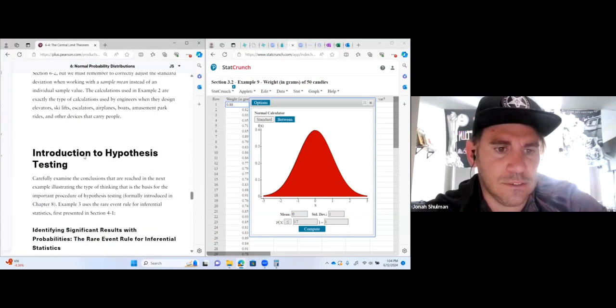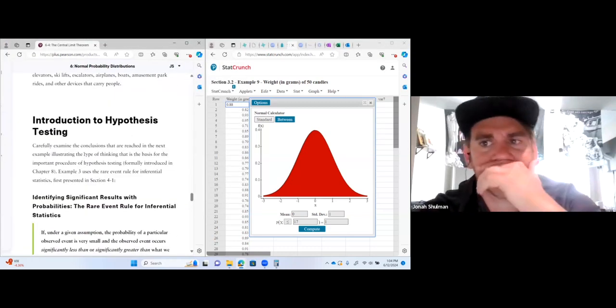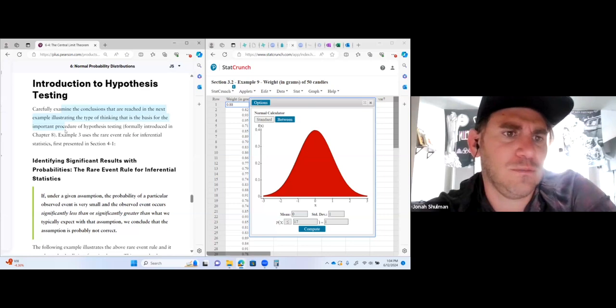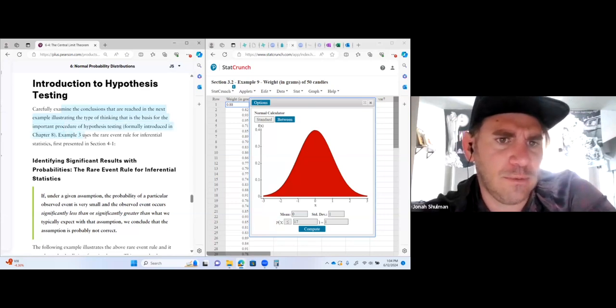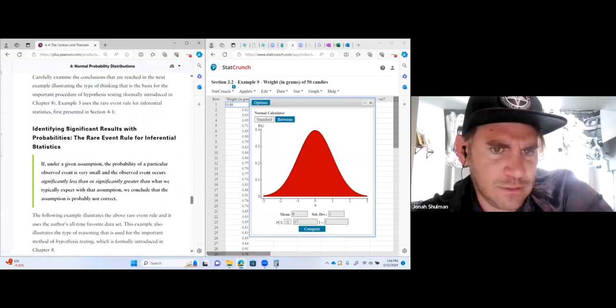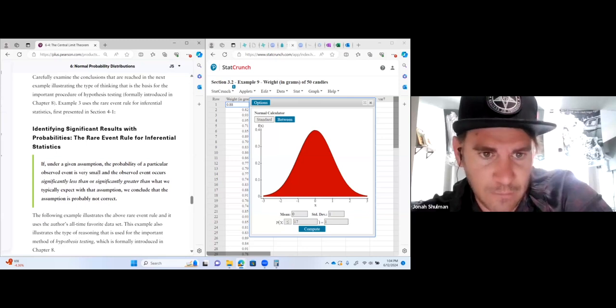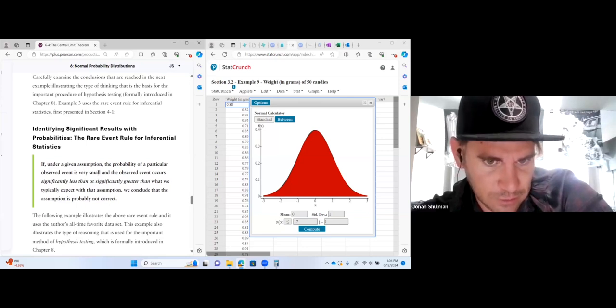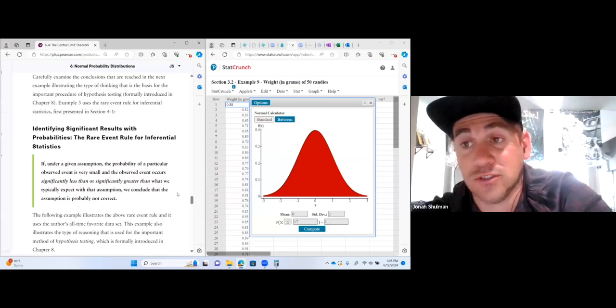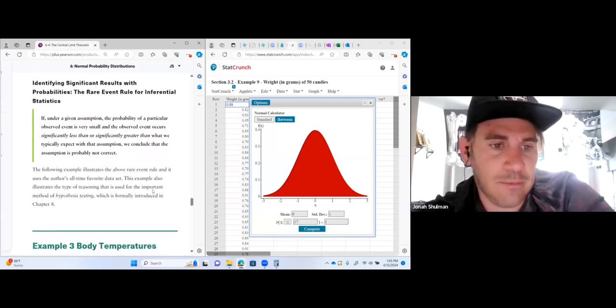So let's see. Oh, we get to introduce hypothesis testing. All right, carefully examine the conclusions that are reached in the next example, illustrating the type of thinking that is the basis for the important procedure of hypothesis testing, which we will go into next. If under a given assumption, the probability of a particular result is very small, the observed variance is significantly less than or greater than what we expect. So based on this study, we'll see that yes, they can shrink those seats because the chances of all 126 people being there would not happen.